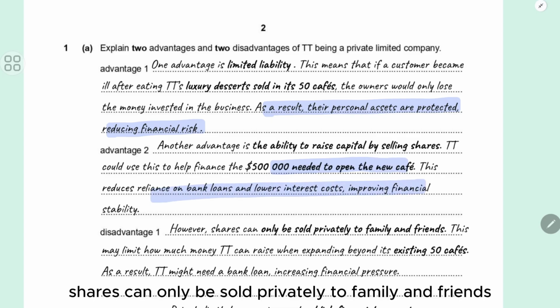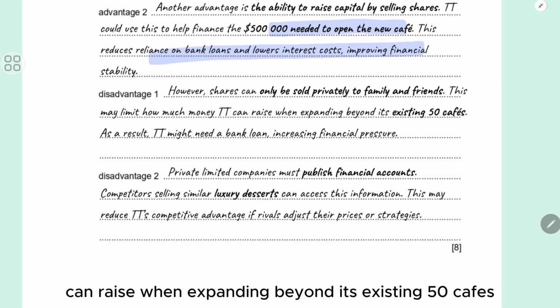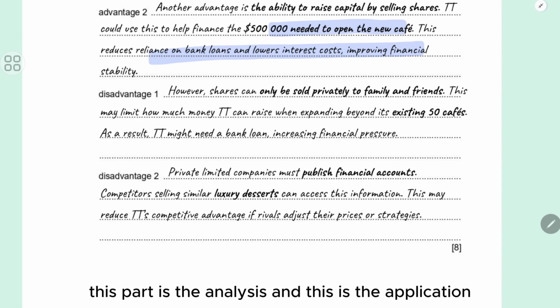However, shares can only be sold privately to family and friends. This may limit how much money TT can raise when expanding beyond its existing 50 cafes. As a result, TT might need a bank loan, increasing financial pressure. This part is the analysis, and this is the application.